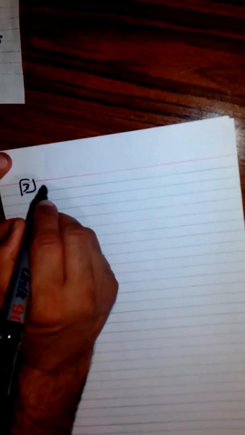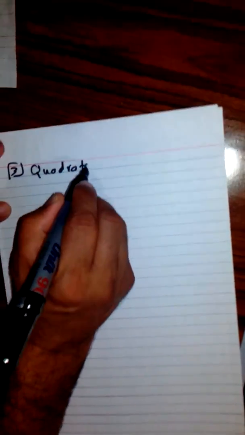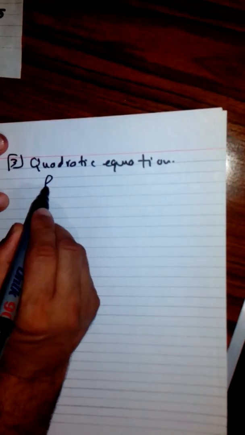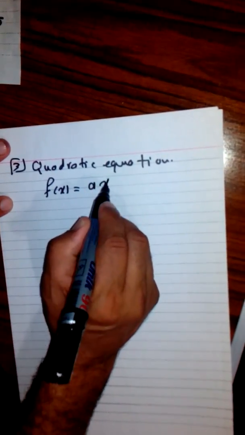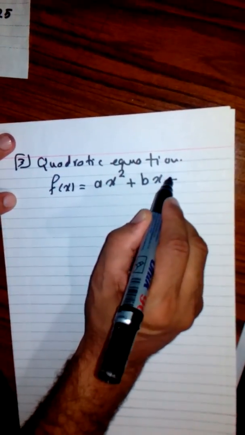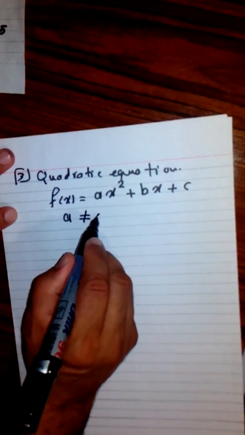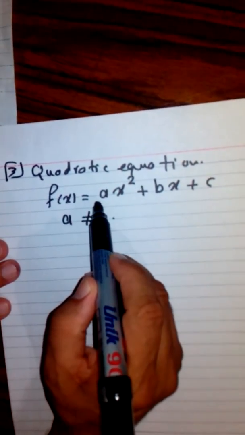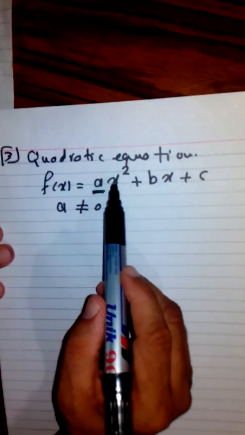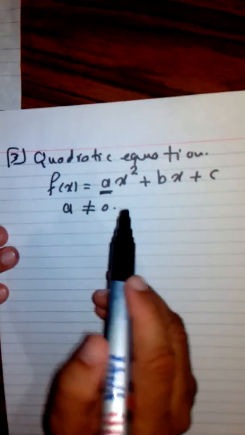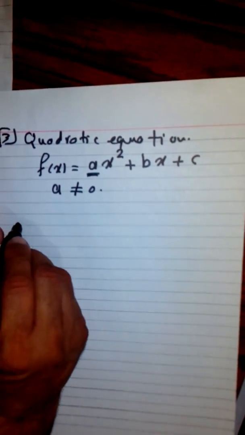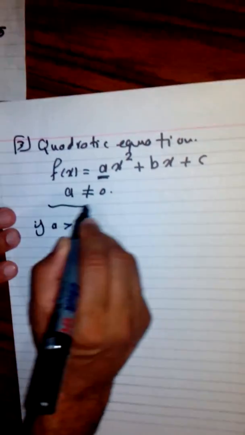Three, quadratic equation. The general form of a quadratic function is f of x equals ax squared plus bx plus c, where a is not 0. It can be represented as a curve. This curve opens upward if a is greater than 0.